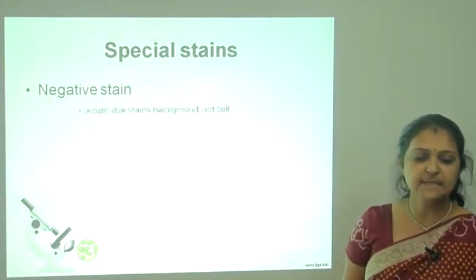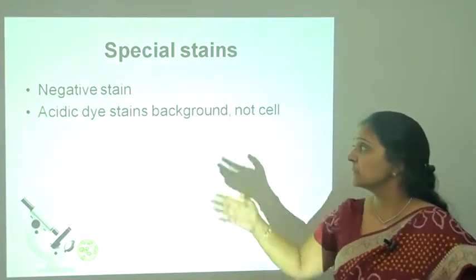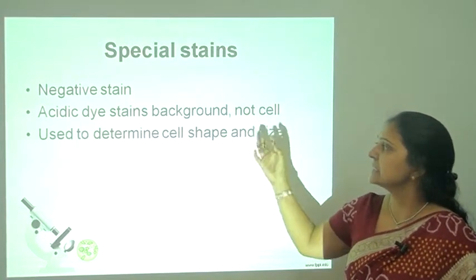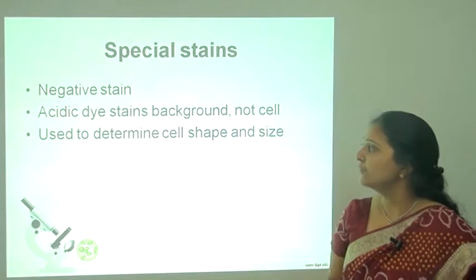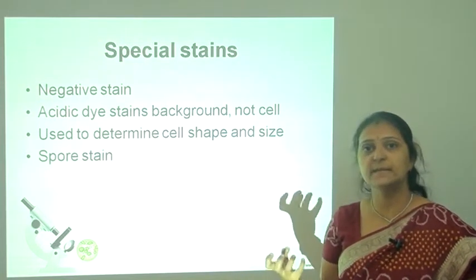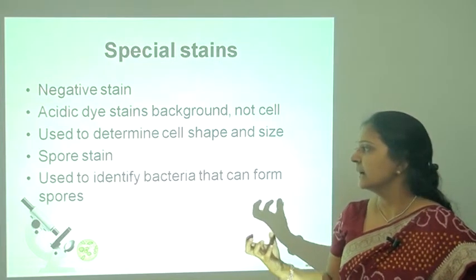Some special stainings, such as the negative stain, are used to study some bacteria. The acidic dye stains the background, not the cell, and is used to determine cell shape and size. Another is spore staining, by which we can identify the spores of the bacteria.